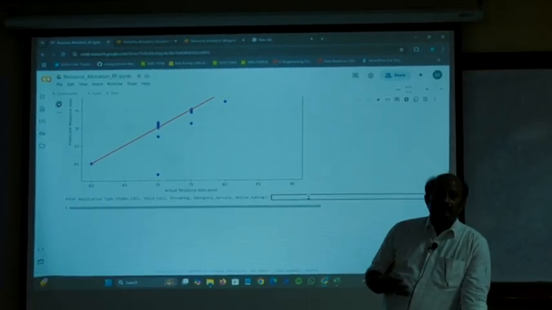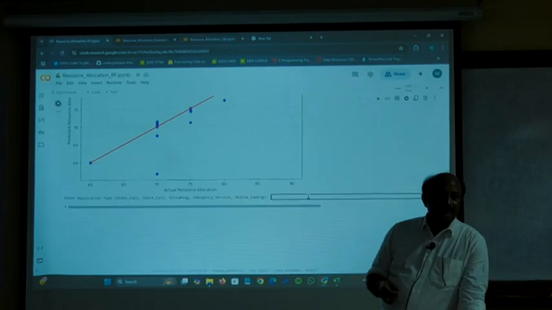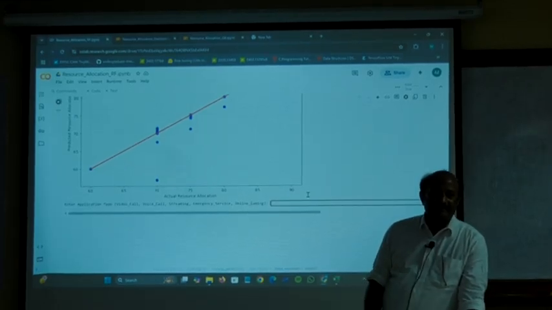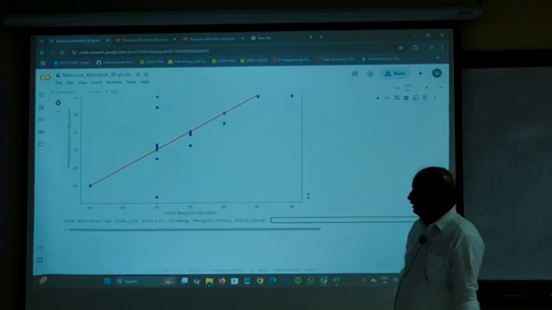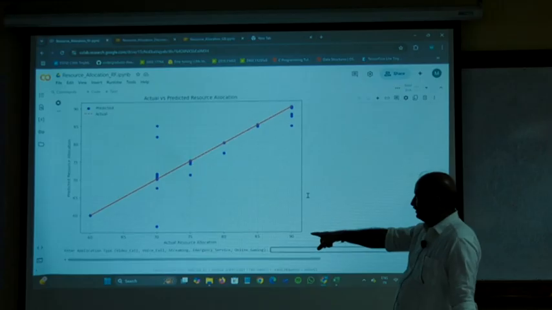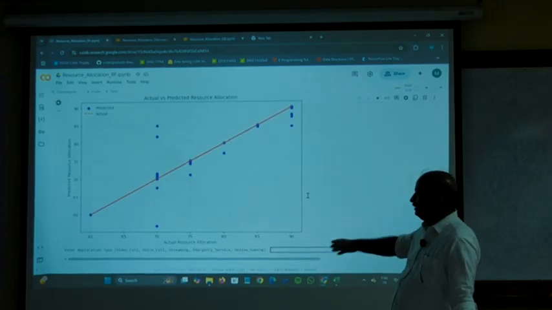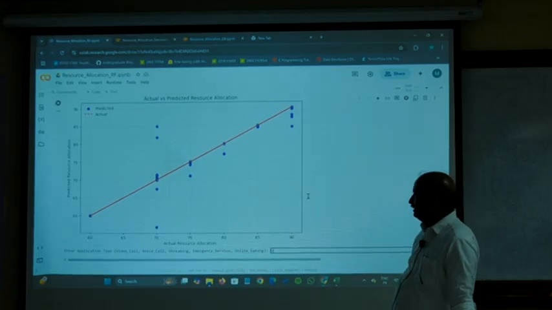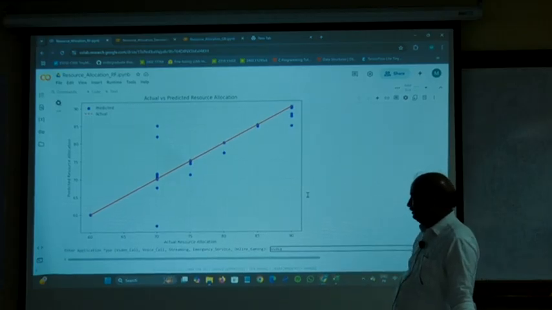Now the accuracy of the algorithm depends on the data set. The larger the data set, the more accurate it becomes. Here you can see video call, voice call, streaming, emergency, online gaming; you have different types of applications. You can enter one application, like voice or video call.